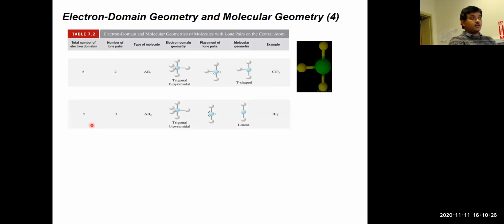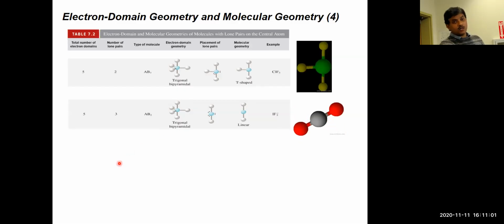Another example here: 5 electron domains, but 3 lone pairs. So the type of molecule you are dealing with is AB2. The electron domain geometry, like the previous 2 examples, is still trigonal bipyramidal. But because of the 3 lone pairs, if you replace these electron domains with lone pairs, you're going to replace all 3 of these trigonal bipyramidal bonds. So you have 3 lone pairs, which helps us predict the molecular geometry, which is linear. The shape would look like this for a molecule called IF2-1.